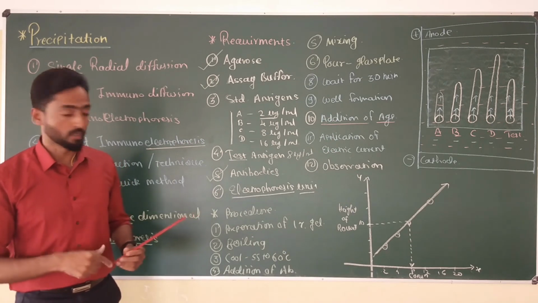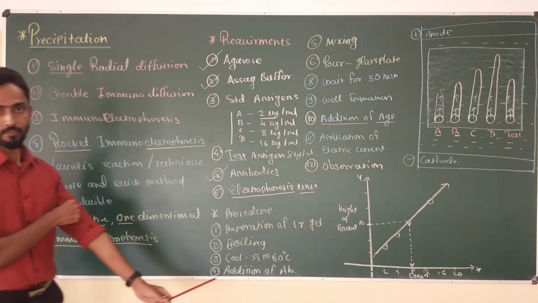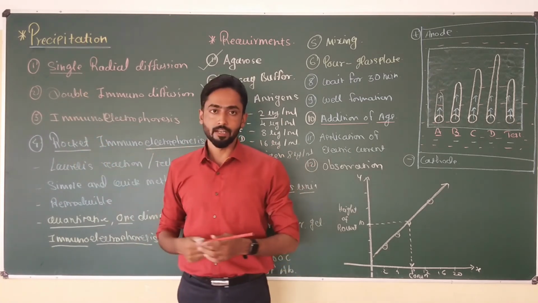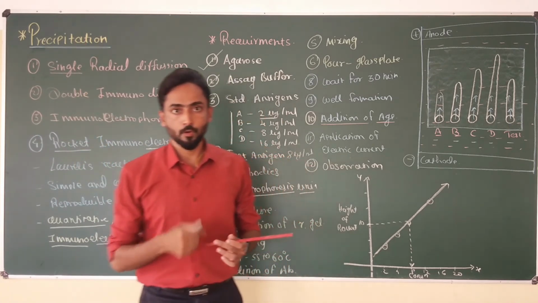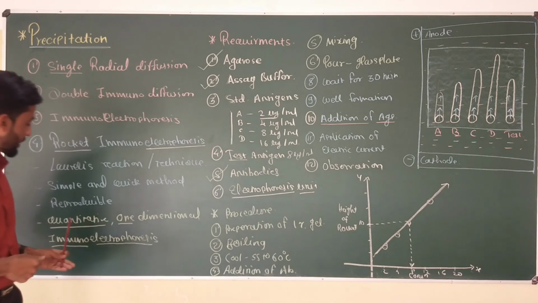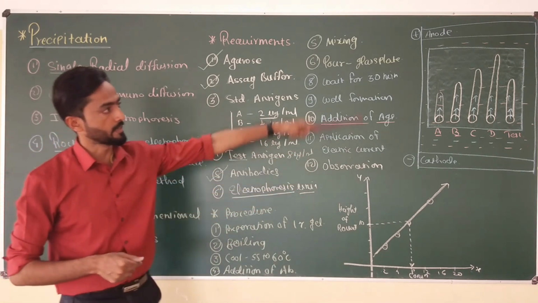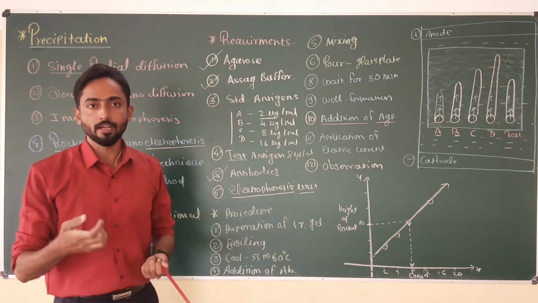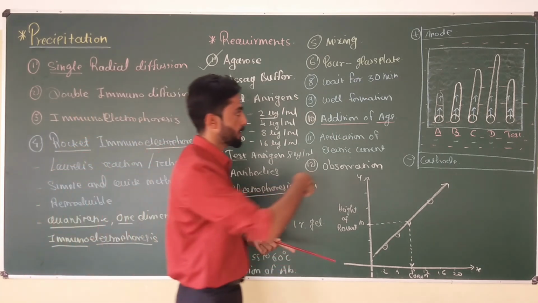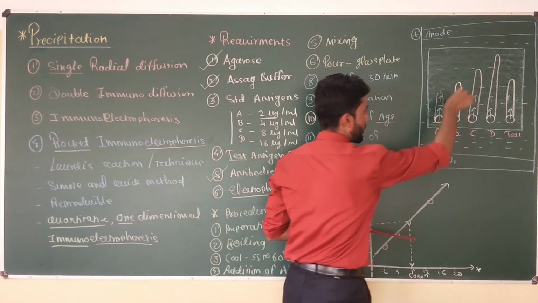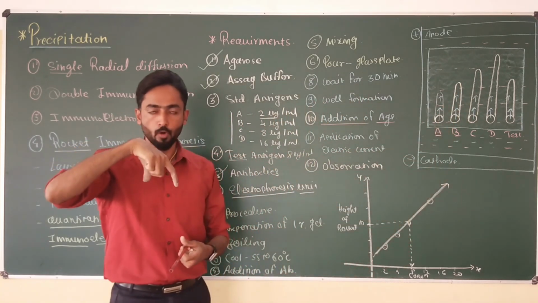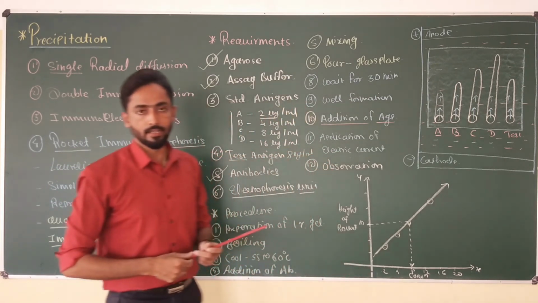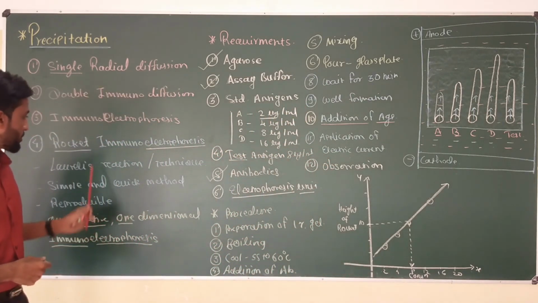So this is all about rocket immunoelectrophoresis. It is a technique based upon the precipitation reaction, and it is an electrophoresis technique. It is a quantitative method, because with the help of this technique you can easily determine the concentration of antigen. We call it rocket immunoelectrophoresis because the precipitation line is in the form of a cone or rocket. This line looks like a rocket, so we call it rocket immunoelectrophoresis.